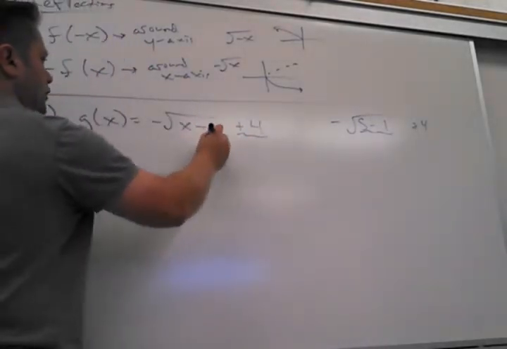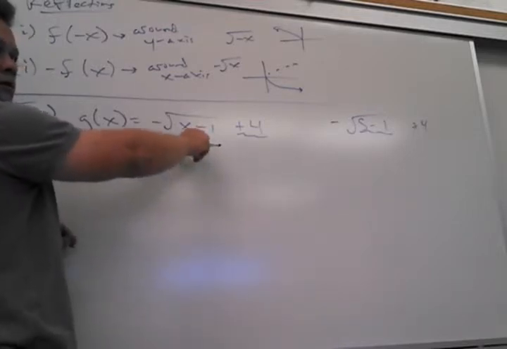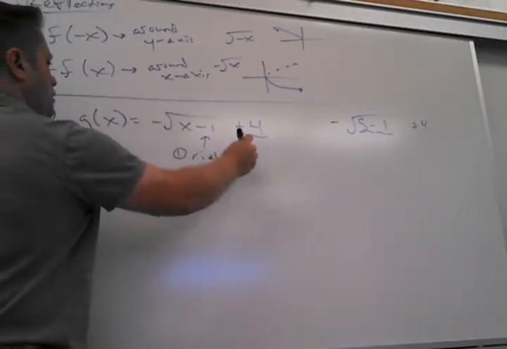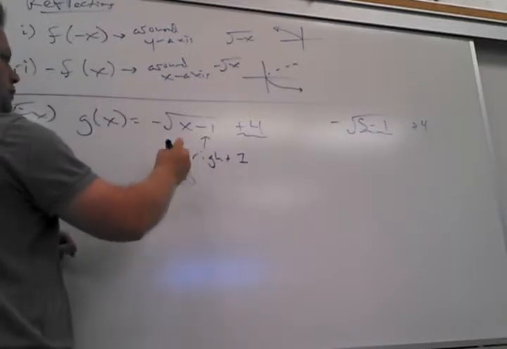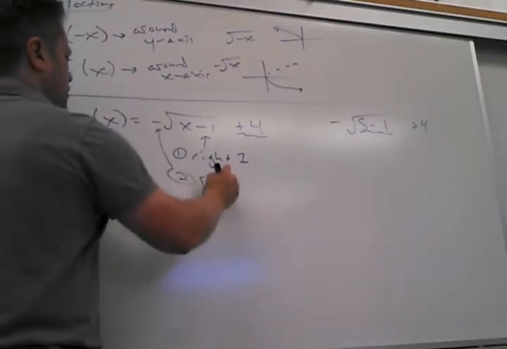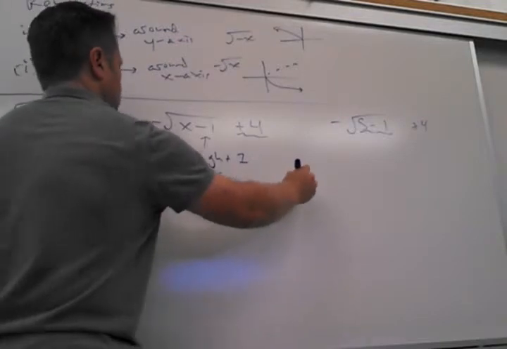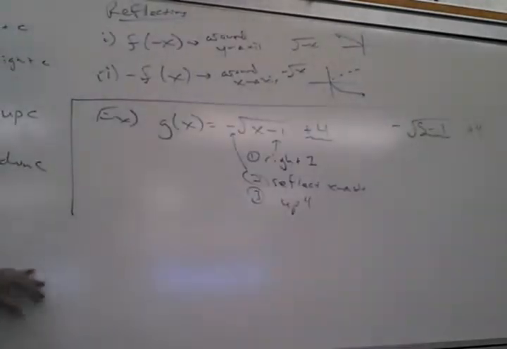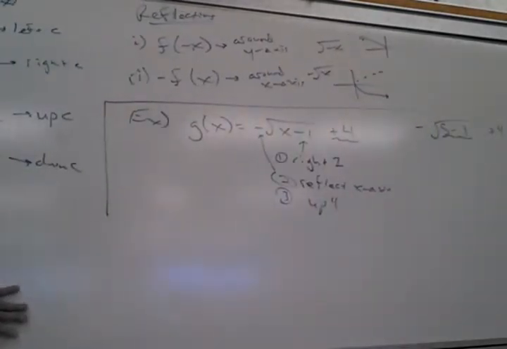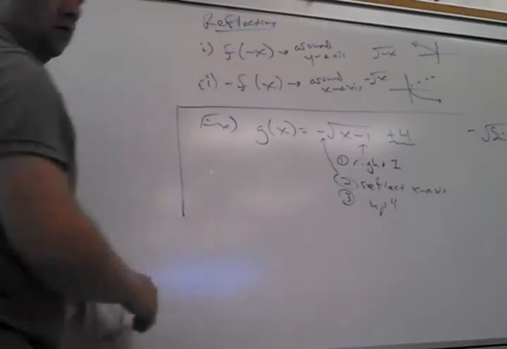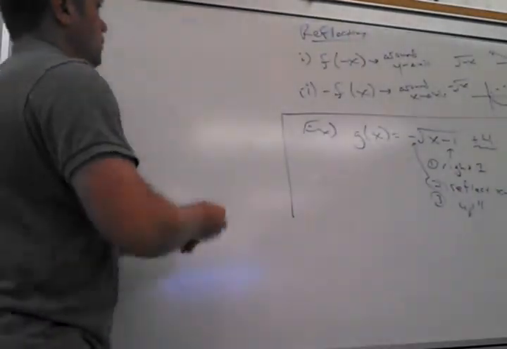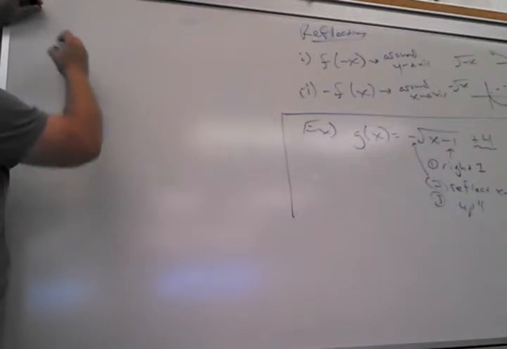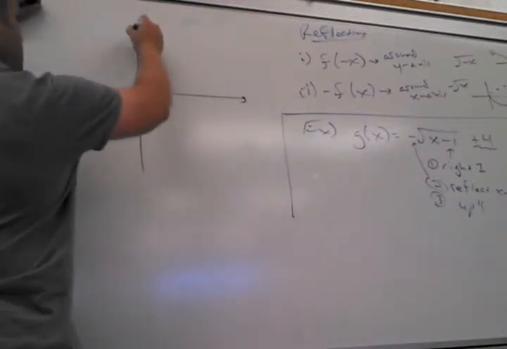So I would apply this shift first, and what's that shift? To the right. Good, right one. So I would take that right one, then what am I going to do to it? Reflect across the x. Good, I love it. And then the final thing I'm going to do is take that up 4. All right, so let me show you. So here's pretty much what I want to see. Okay, so let's see. So I've got my base function.